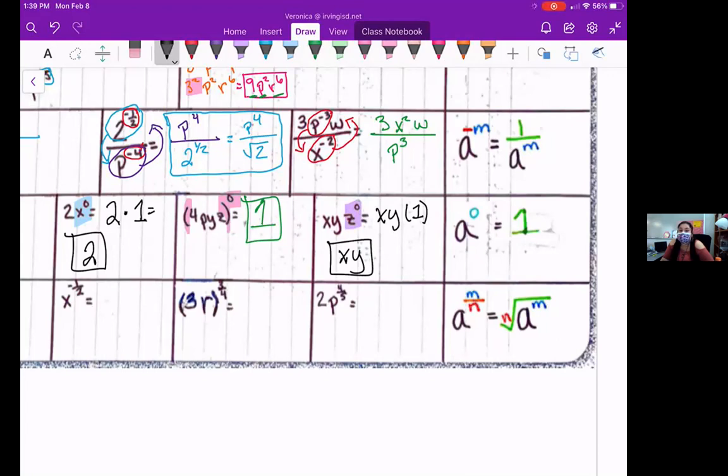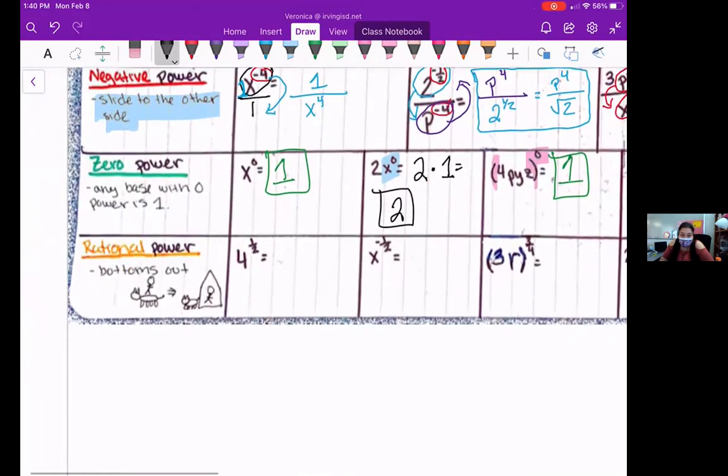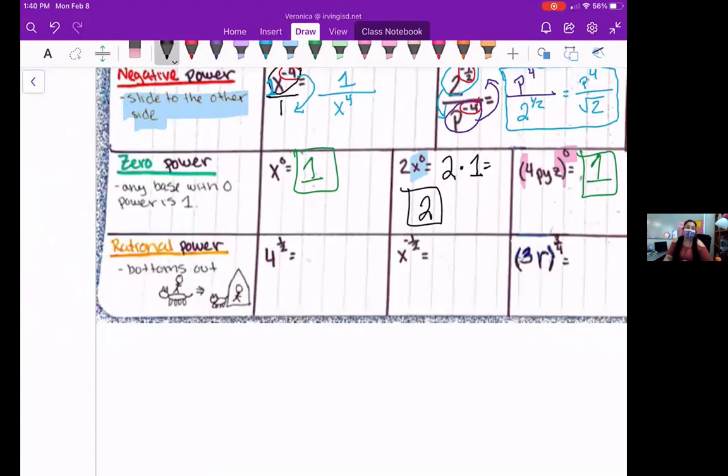Okay. Now for this last law, we kind of talked about it last week, right? Because we were starting our radicals unit or whatever you want to call it. So rational power, basically all you do is bottoms out, okay? Whatever is at the bottom, in your denominator in that exponent, is going to be the outside, which is going to be your radical. The other way I explained it is a little cowboy on top of a horse. Your cowboy goes inside the house, but the horse waits for you outside.